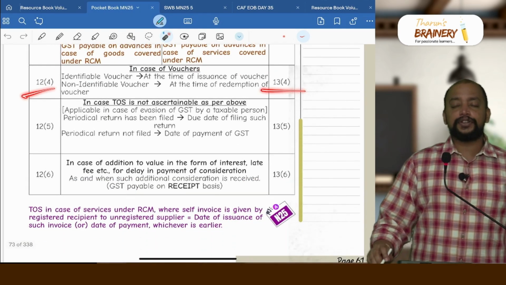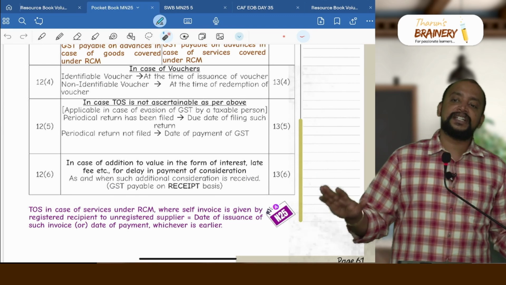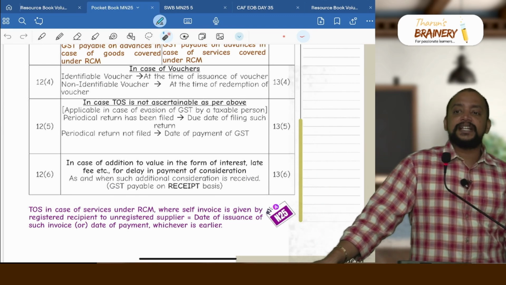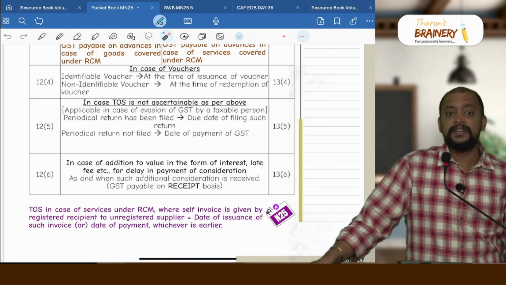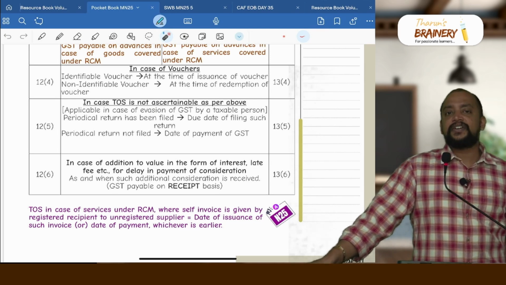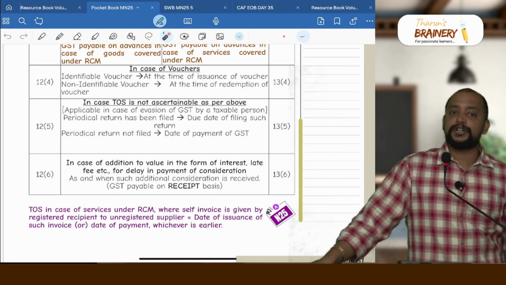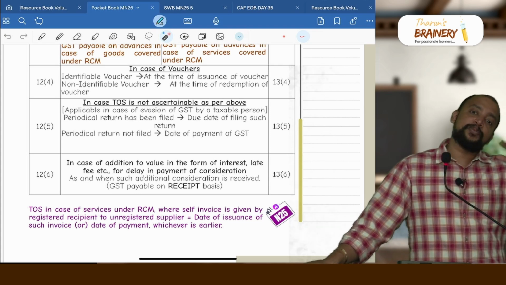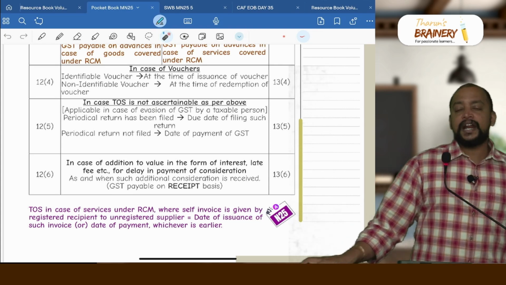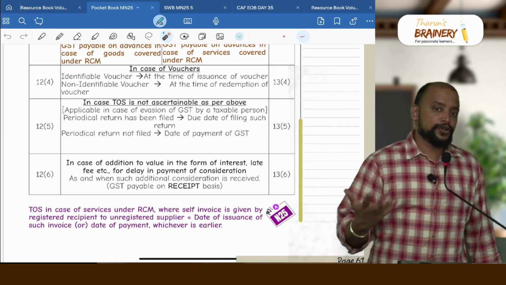Then 12 subsection 4, 13 subsection 4, in both the cases the provision is the same, that is vouchers. If it is an identifiable voucher, at the time of issuance of voucher; non-identifiable voucher, at the time of redemption of voucher. Identifiable means that the voucher can be redeemed against a particular product or particular service. Non-identifiable means it can be redeemed against any product or any service of the supplier. For identifiable, the date on which the voucher is issued is to be taken.